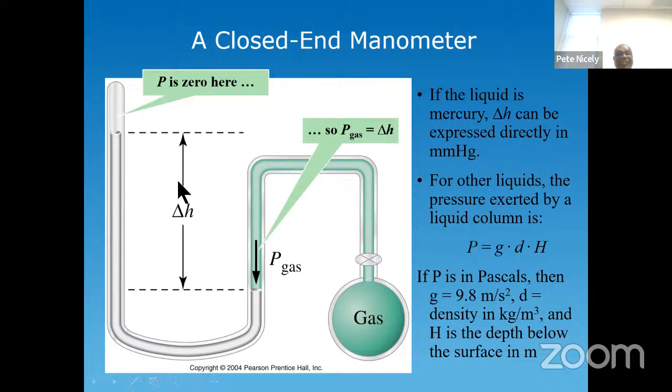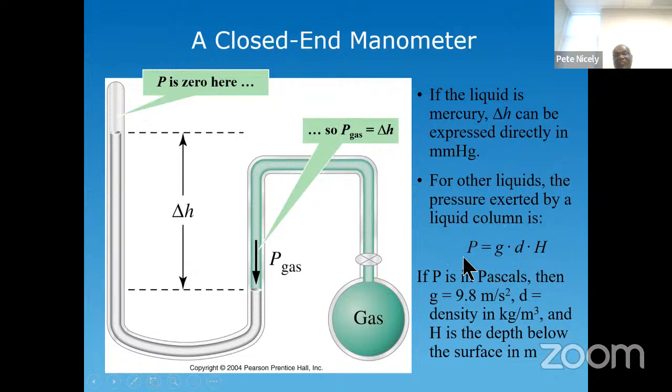So in this case, when you measure the height difference here, you can simply quote that as the pressure exerted by the gas expressed in millimeters mercury. Now, that is true if mercury is the liquid that you're using here. If you're using other liquids, and this also applies to mercury as well, to calculate the pressure expressed in pascals, then you'd have to use this equation right here. So let me explain what this equation is all about.